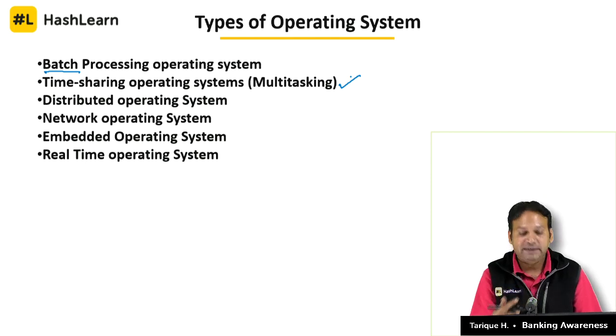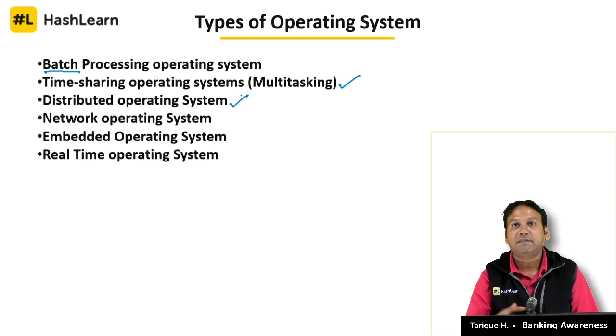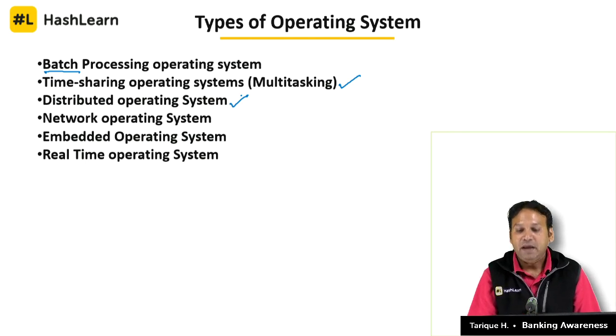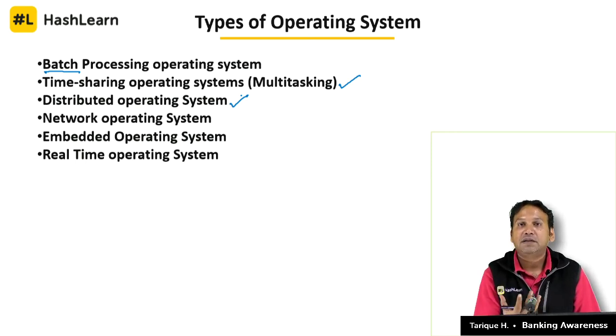This way multitasking can happen. Then we have distributed operating system. Suppose there are 5-6 computers all connected together, and a computer is there which is showing you as one computer, but actually 5-6 computers together, and it improves the capacity of computation done by a computer. This kind of a system is called a distributed operating system.